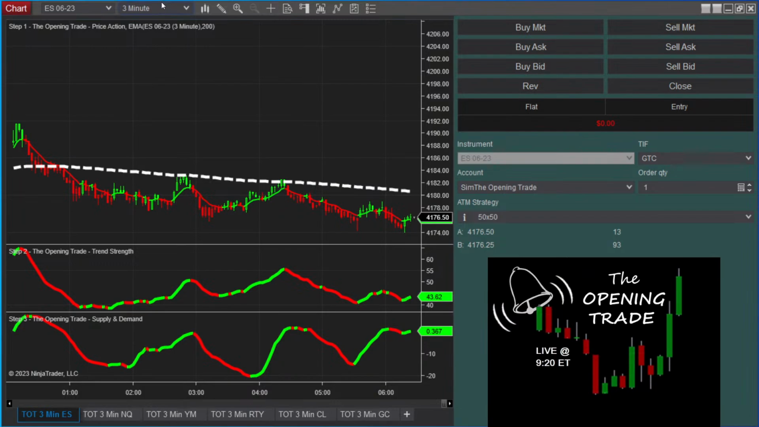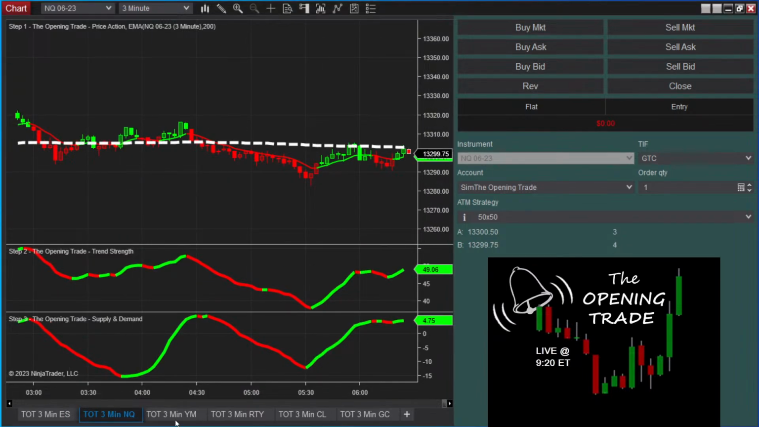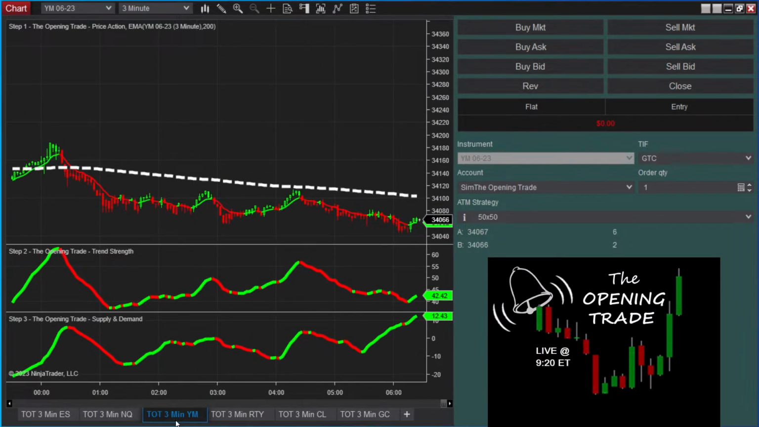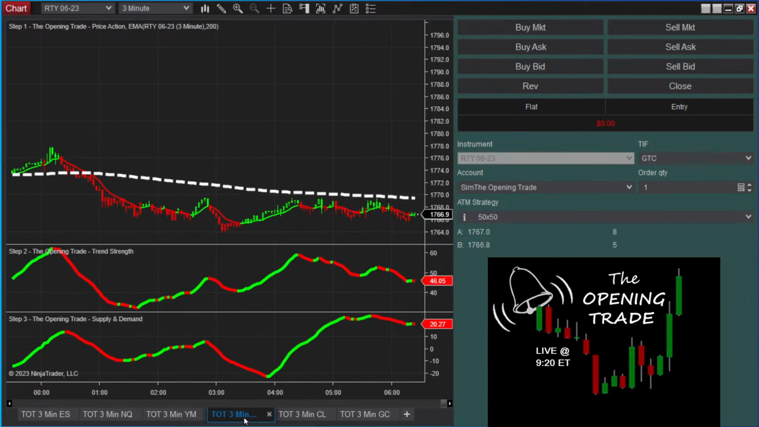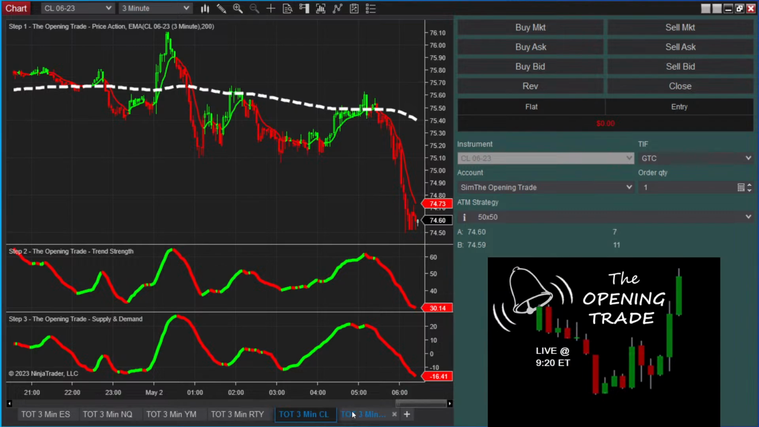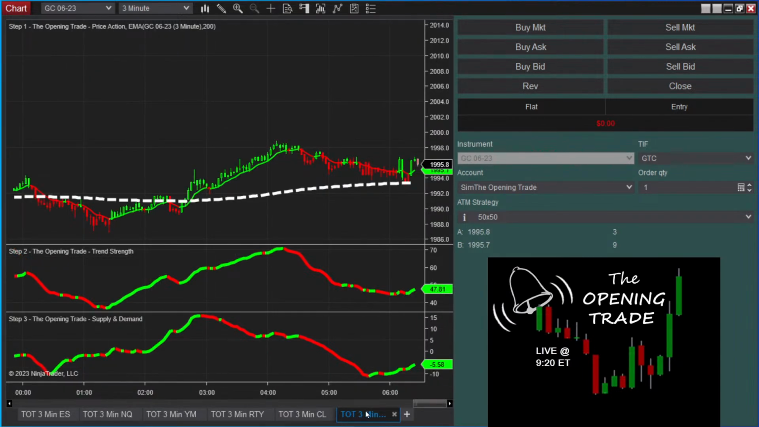First thing I like to do is make sure that my chart's on a 3-minute candle. I'm on the right account and the right strategy, and I just want to make sure it's universal across all the charts. So that's what I like to do every time, make sure it's all running the way I think it is on the parameters I think I have set.